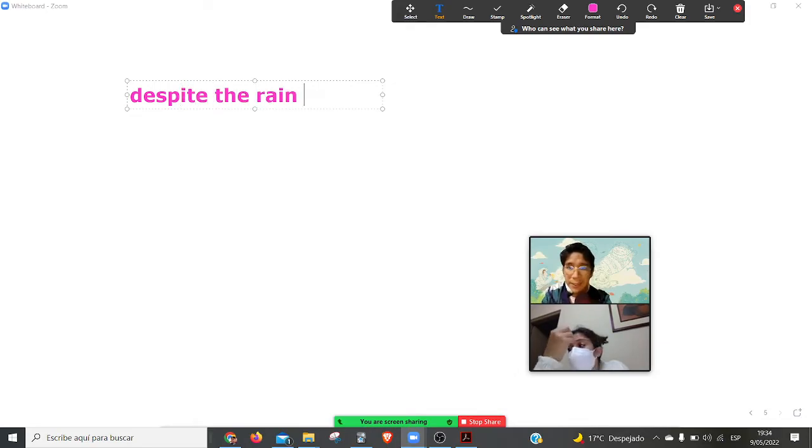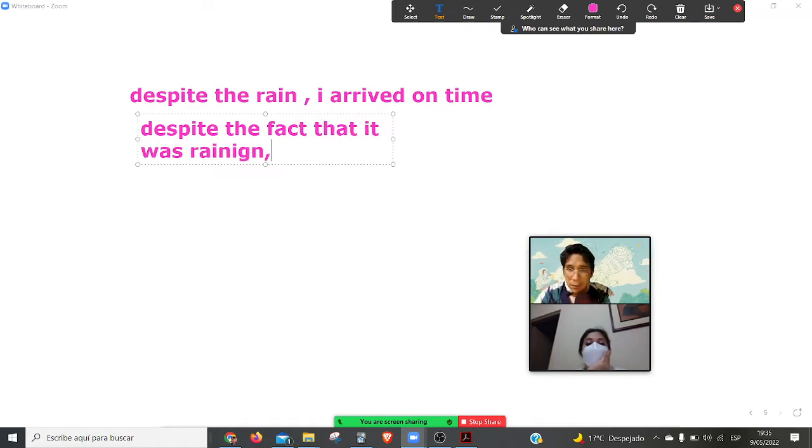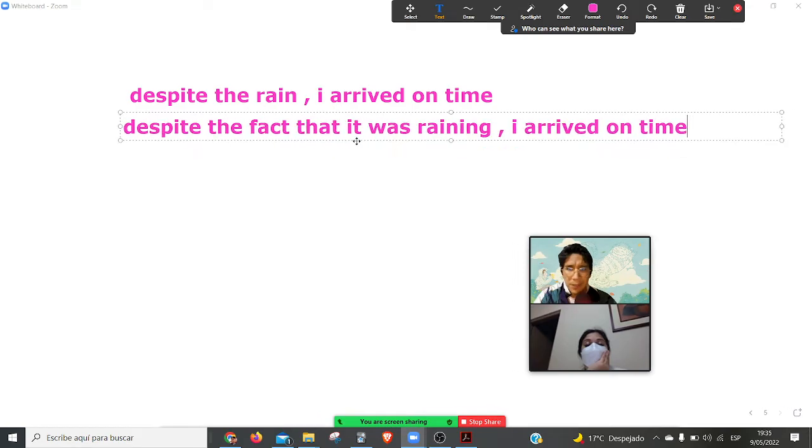Ahora, focus on this part. Despite the rain, I arrived on time. ¿Cierto? Esta era la primera forma. This was the first form. The second one was despite the fact that it was raining, I arrived on time, ¿cierto? Ahora, ¿te acuerdas qué pasaba con la última forma? ¿Se podía o no se podía usar el ing?